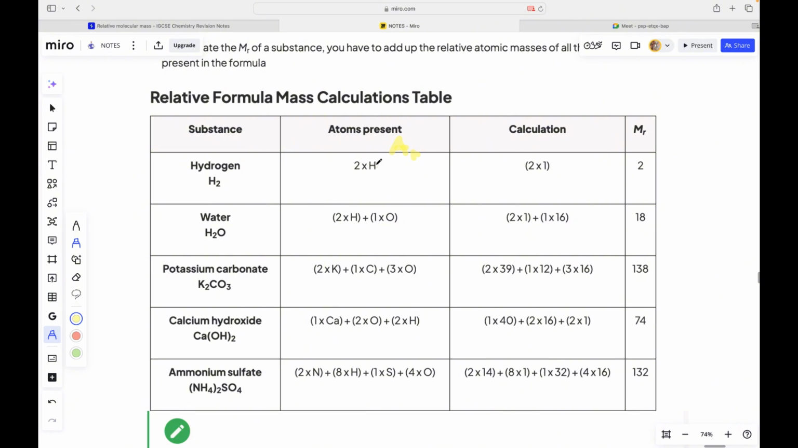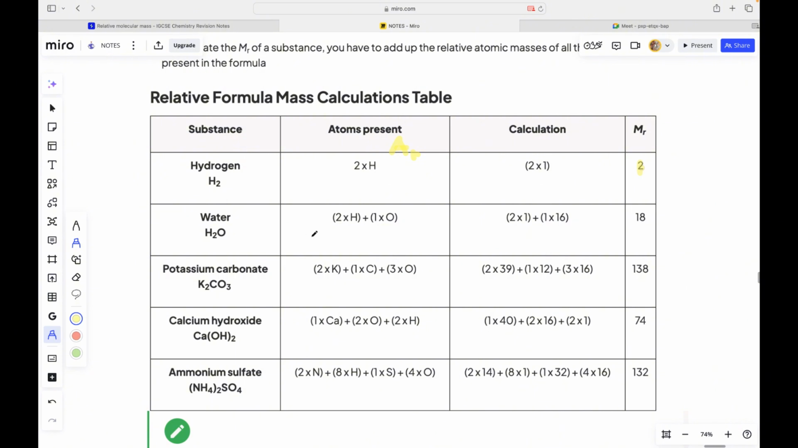There are 2 numbers for every element in the periodic table. The big number is the mass. The small one is the atomic number. That big number is the relative atomic mass for every element you see in the periodic table. So that number multiplied by the number of atoms gives you the molecular mass. Is that okay? So for hydrogen, you say 2 times 1, because if you check the periodic table, the relative atomic mass of hydrogen is 1. So 1 multiplied by 2, you get 2. So the MR is 2.